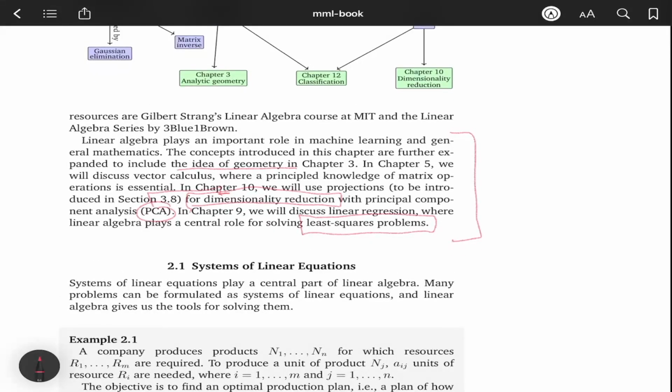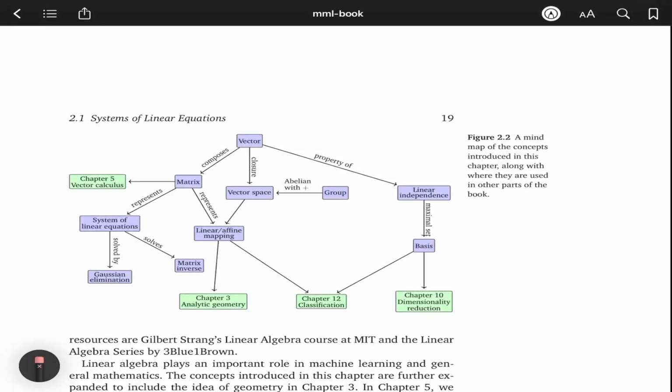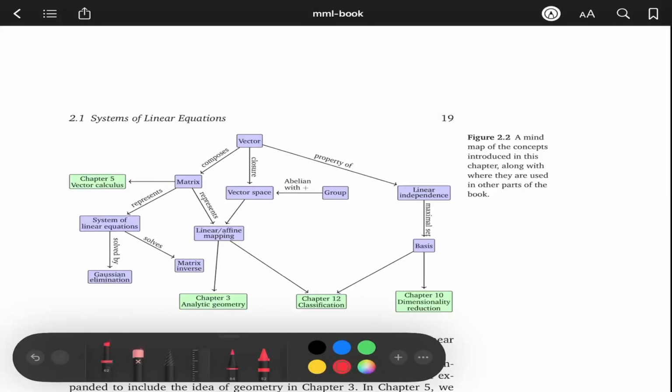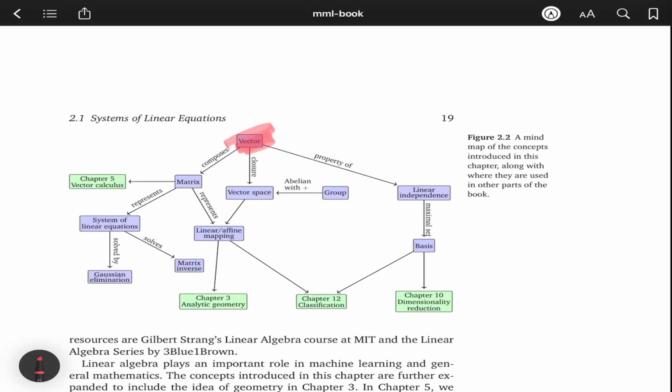Principle. Let's take a look at a graphic. A mind map of the concepts introduced in this chapter. All right, so we start with vector, and then we will understand that actually a vector is a property of linear independence. And then we will learn about the bases. These are basically the dimensions. And usually, yeah, it makes sense, if you have something like dimensions, that these are essential to know how to reduce dimensionality.